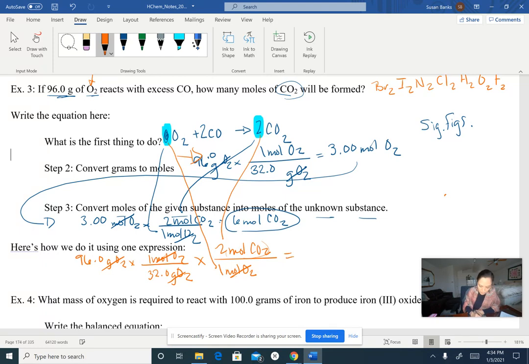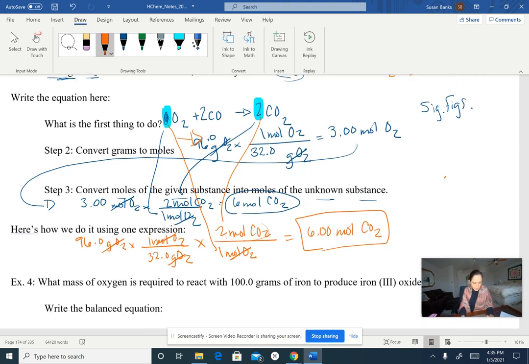That is what I wanted to know right here. Okay, so same math here. 96 divided by 32 is 3 times 2 is 6. So 6 moles of carbon dioxide is what I can make. All right, now, do you think we can do the whole thing where we go from grams to moles of the unknown stuff, then back to grams of the unknown stuff? We sure can, and that is what stoichiometry is all about.